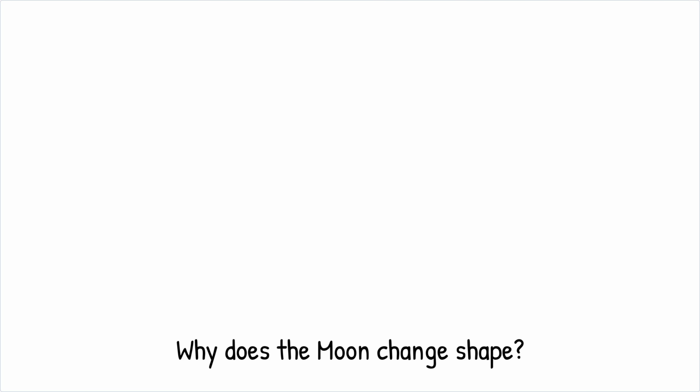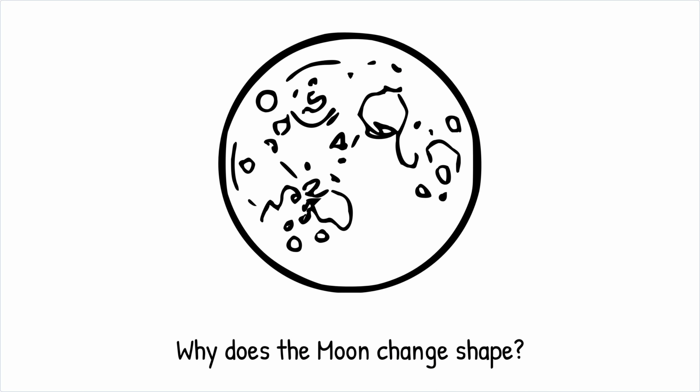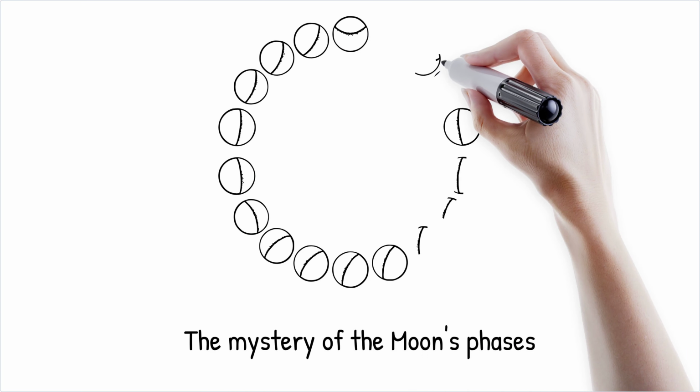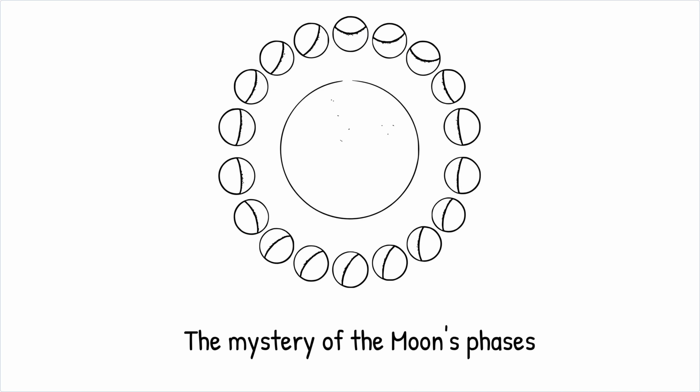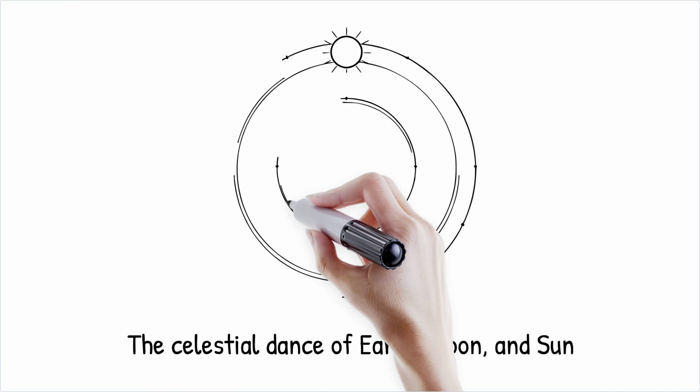Have you ever gazed up at the night sky and wondered why the moon changes shape from one night to the next? This is all due to the moon's phases, a predictable sequence that has intrigued humanity for thousands of years. But why does the moon have phases? The secret lies in the intricate dance between the Earth, the moon, and the sun.